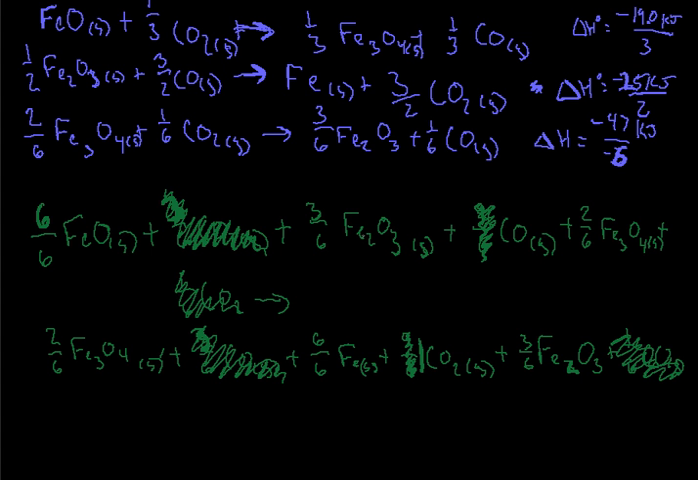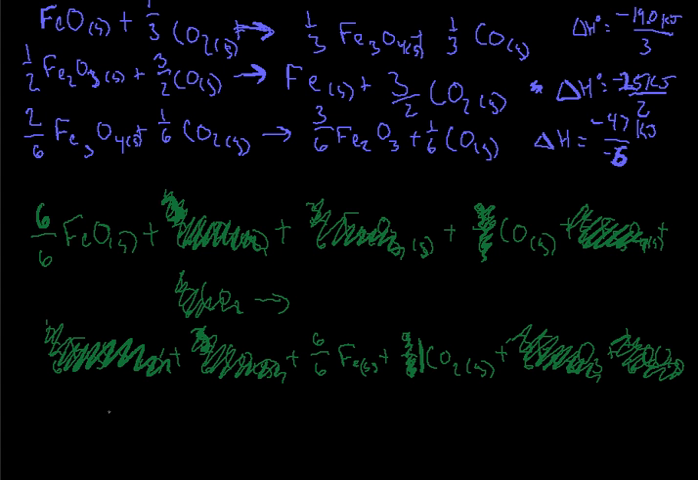Let's see, I've got 3/6 iron 3 oxide and 3/6 iron 3 oxide, so I can cancel that out. And I'll cancel that out. And this should leave us, let's see, anything else to cancel out? 2/6 iron 4 oxide on this side, and 2/6 iron 4 oxide on this side. So this boils down to FeO plus carbon monoxide. That's a solid. That's a gas. Yields, well, 6/6 is just 1 iron plus carbon dioxide.